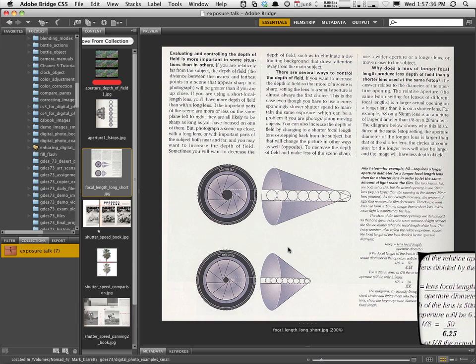A telephoto lens is longer, a wide-angle lens is shorter. So that's the focal length. This one is longer. This is 50. This is 28. So this one has a longer focal length. The aperture diameter is actually how big the hole is.